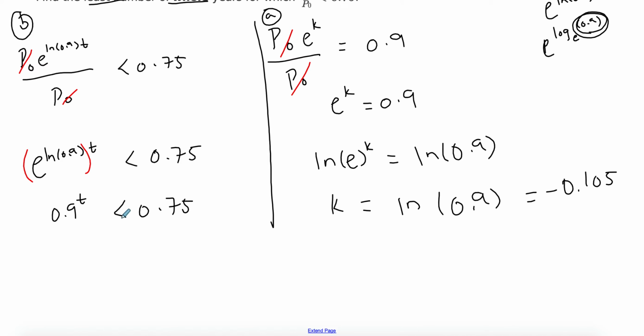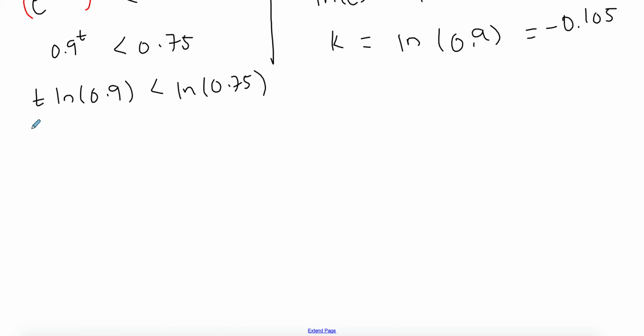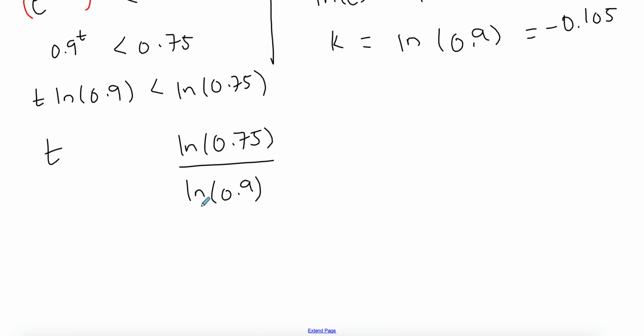So we're going to follow the same process in terms of finding the power. We're going to take the ln of both sides. So we're going to have t ln of 0.9 less than ln of 0.75. Now you want to divide by ln 0.9, but be careful. Whenever you're dividing by a number less than 1 with logs, you are actually dividing by a negative number.